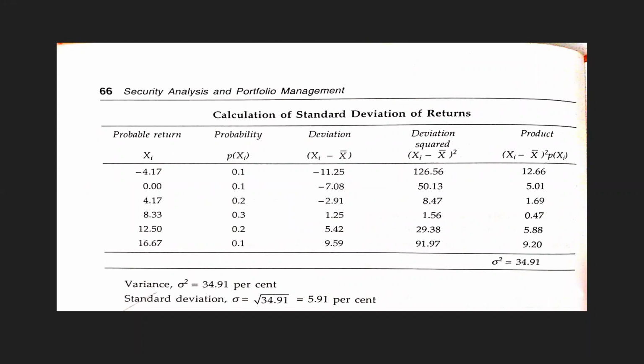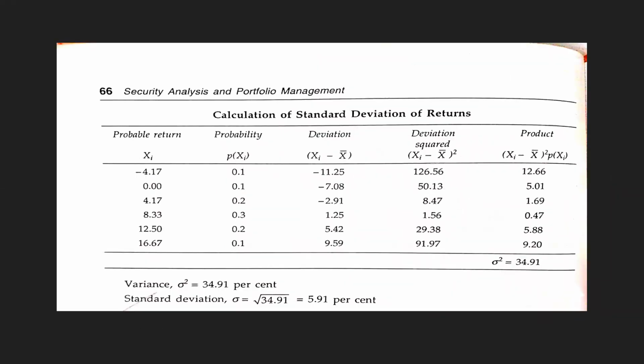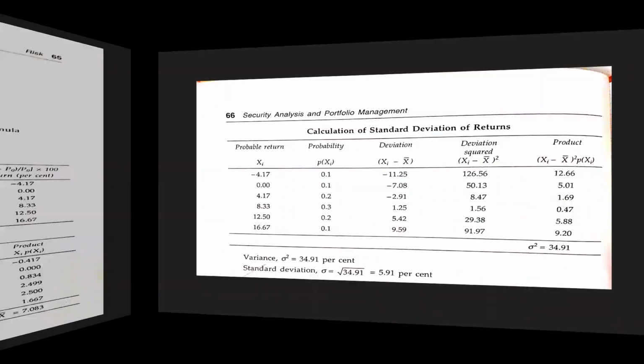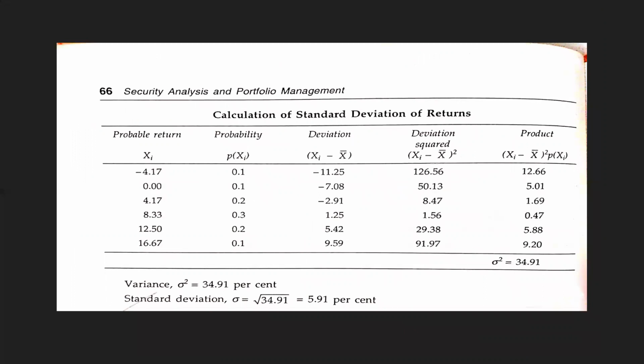You have calculated the probable returns, which is the first column of your table. The second column is the probability. The third column is the deviation from the expected return. The expected return is 7.08, so subtract 7.08 from all the values in the first column. Because the first one is a negative value, negative 4.17 minus the expected return will give you minus 11.25.